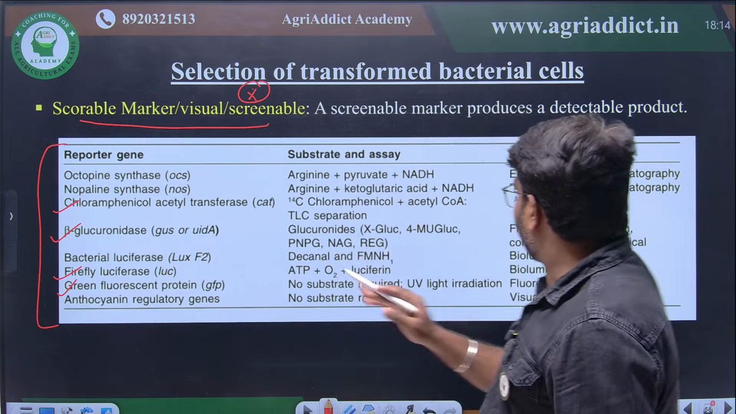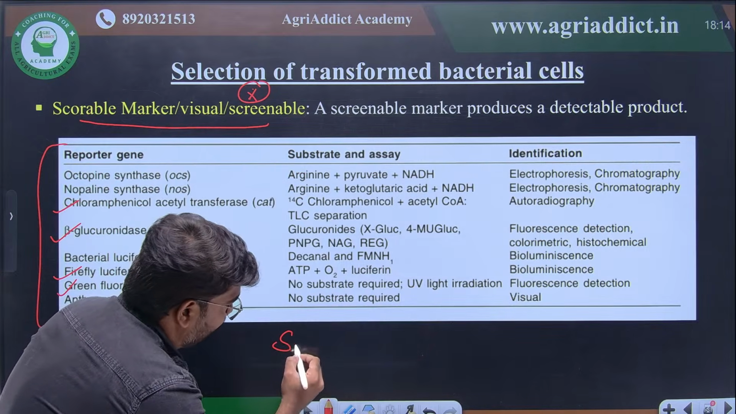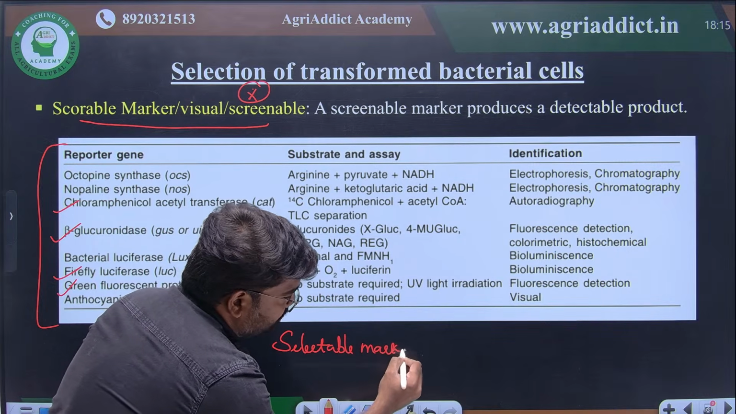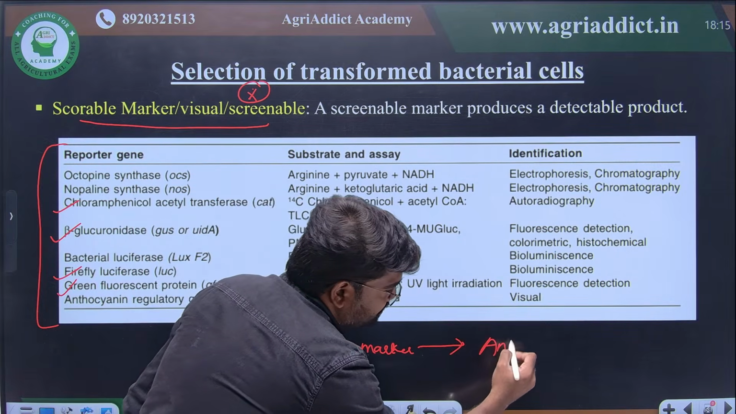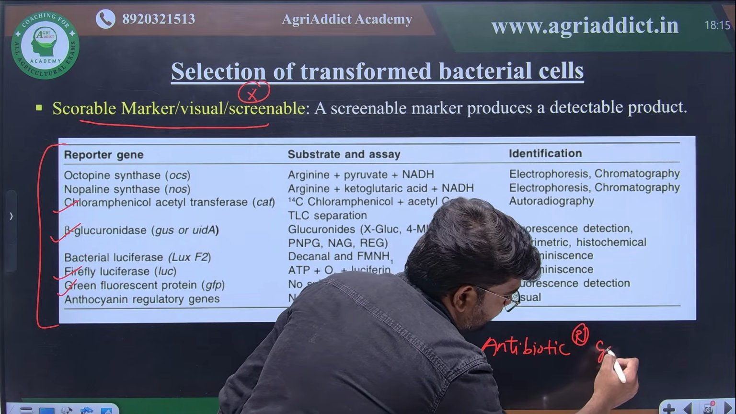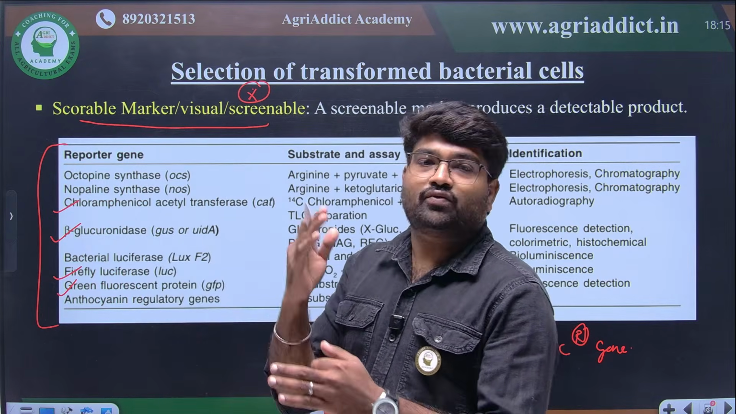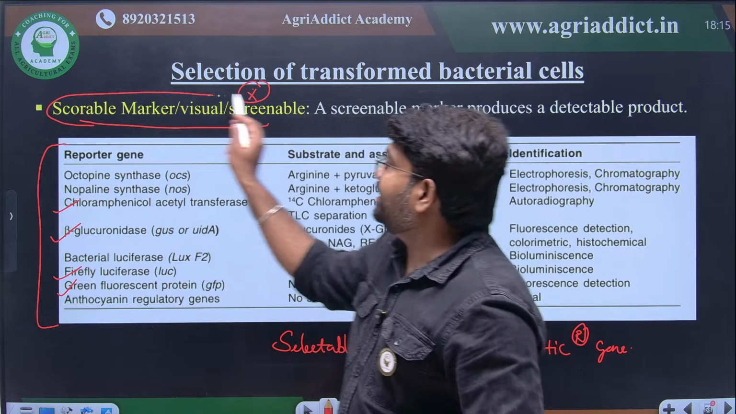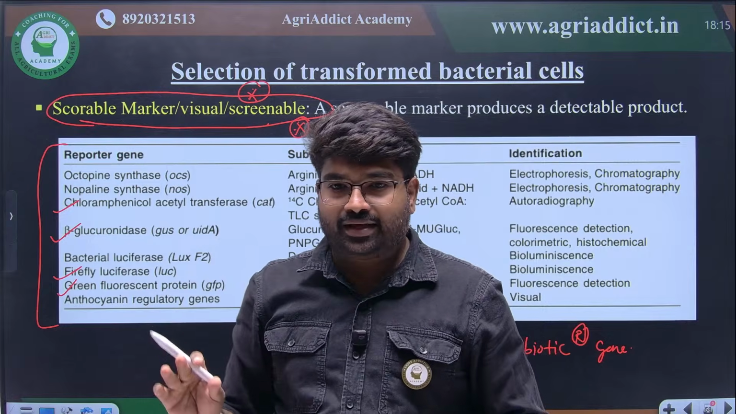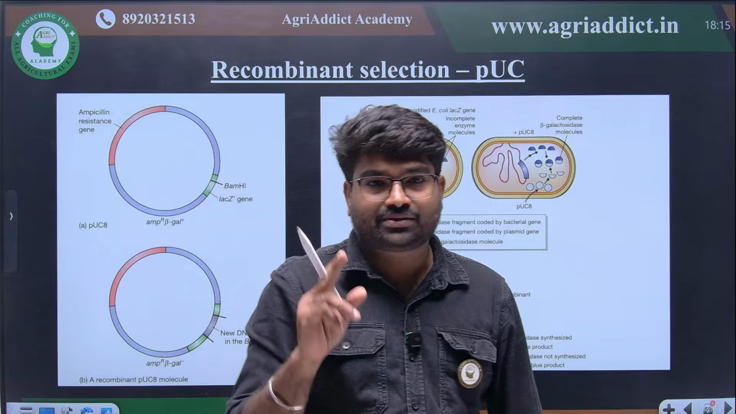I am writing here for your clarity. Selectable marker: this will be mostly antibiotic resistant genes. Another class is there, scorable, screenable or visual. These all are the same only. From here, surely they will ask one question. You shouldn't get confused.